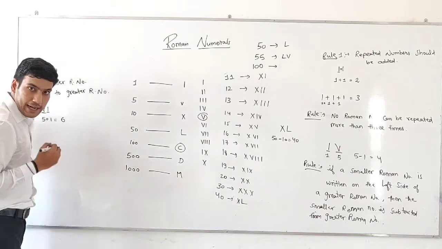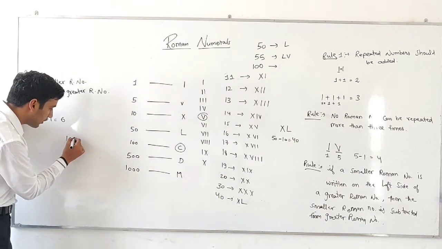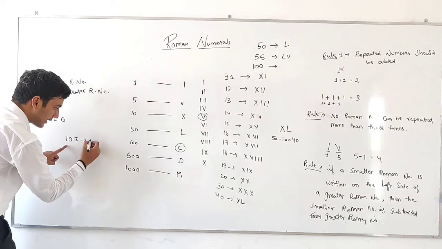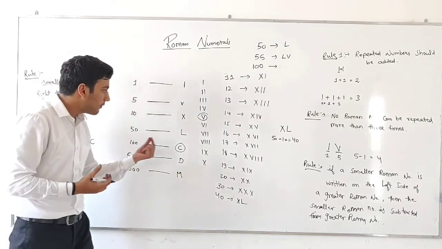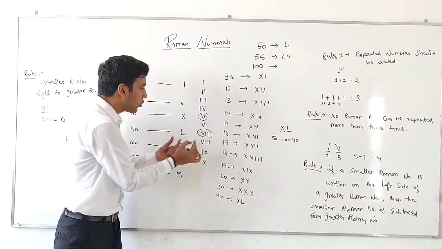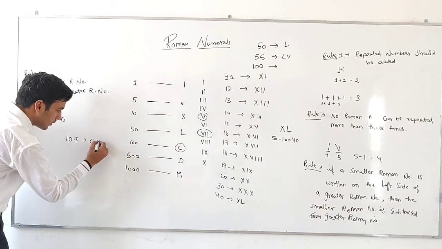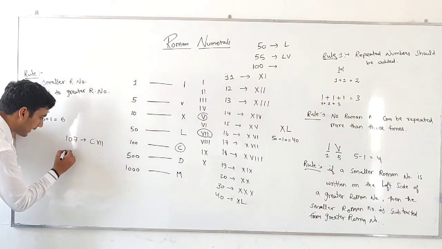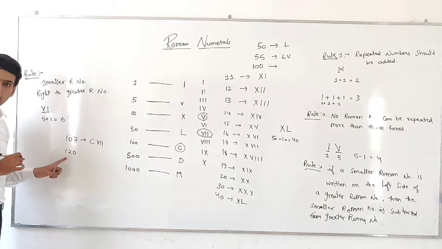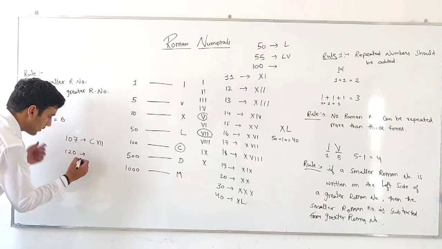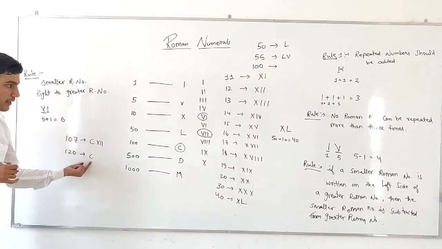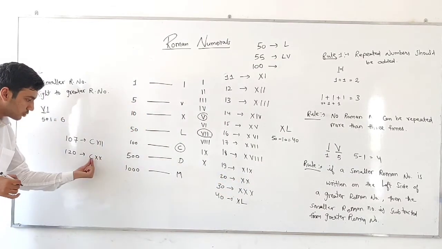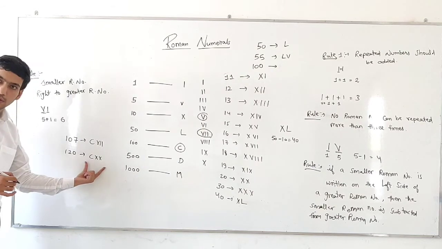If I will ask you what is the Roman symbol for 107, then what is the Roman symbol? You know C is the Roman symbol for 100, and if I will add 7, what is the Roman symbol for 7? This is the Roman symbol for 7. So this is the Roman symbol for this number. Now next, what is the Roman symbol for 120? We know C is for 100. And what is the Roman symbol for 20? XX. So 120. So this is the Roman symbol for 20.